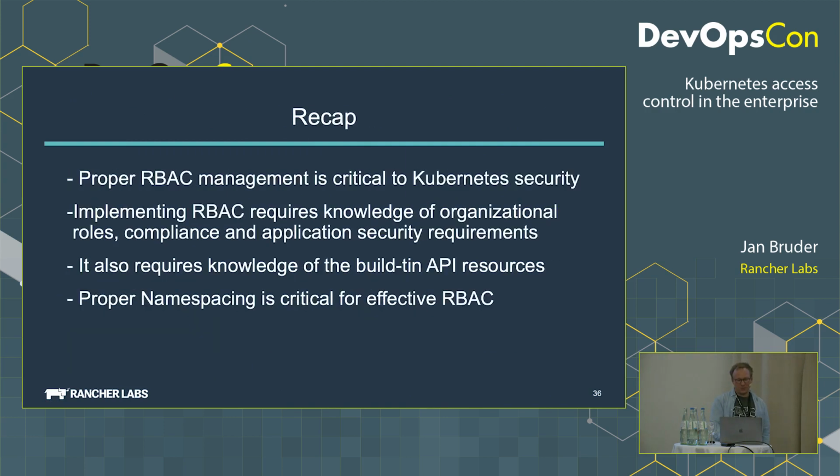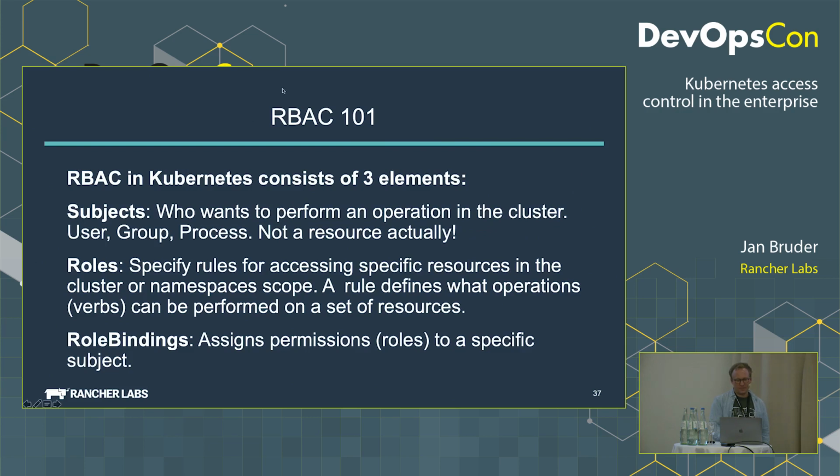So how do you do RBAC in Kubernetes? This is just a short primer. How do you configure RBAC? RBAC in Kubernetes consists of three elements. One is a subject, the person or the process that wants to do an operation in the cluster. In Kubernetes, there can be three types of subjects: a user, a group, or a service account. Service accounts are usually used for processes, both internal and external to the cluster.